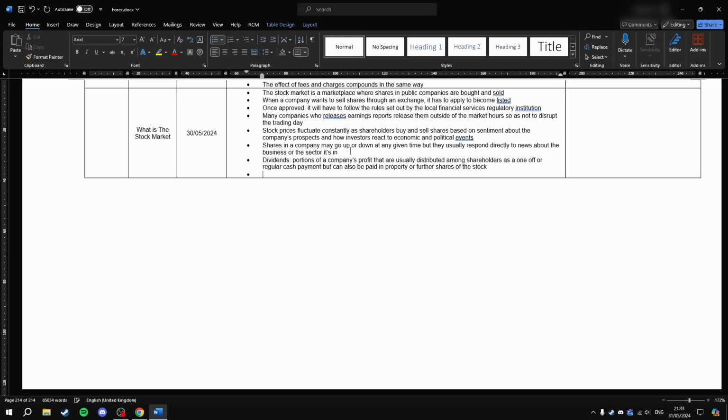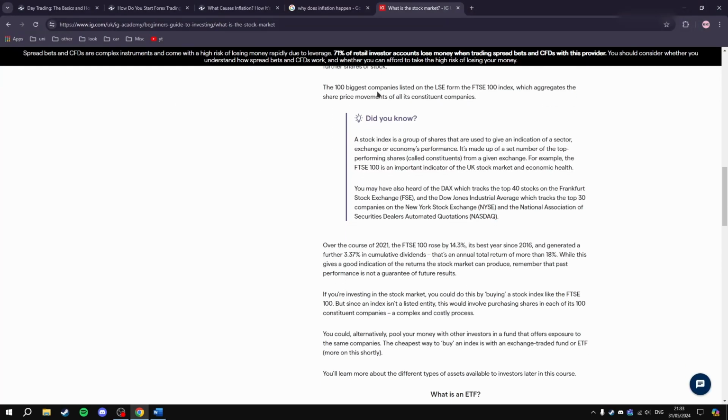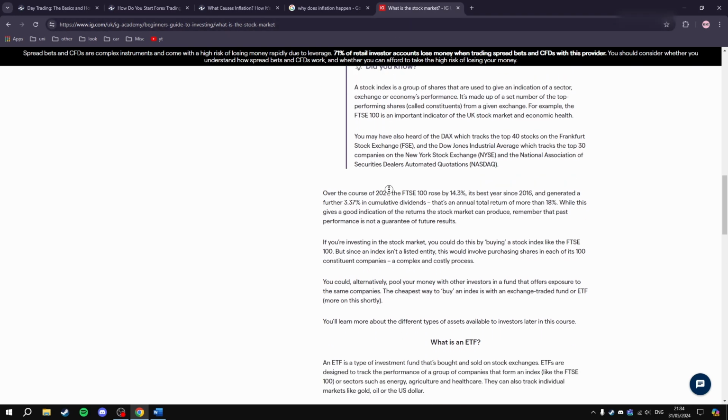The 100 biggest companies listed on the LSE or the London Stock Exchange form the FTSE 100 index, which aggregates the share price movements of all its constituent companies. Did you know a stock index is a group of shares that are used to give an indication of a sector, exchange, or economy's performance?